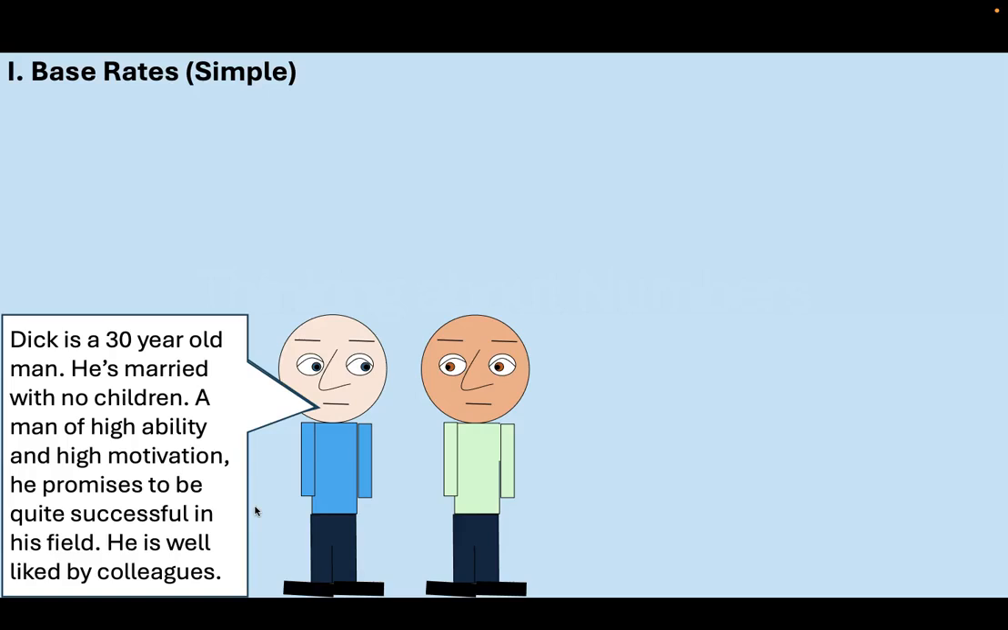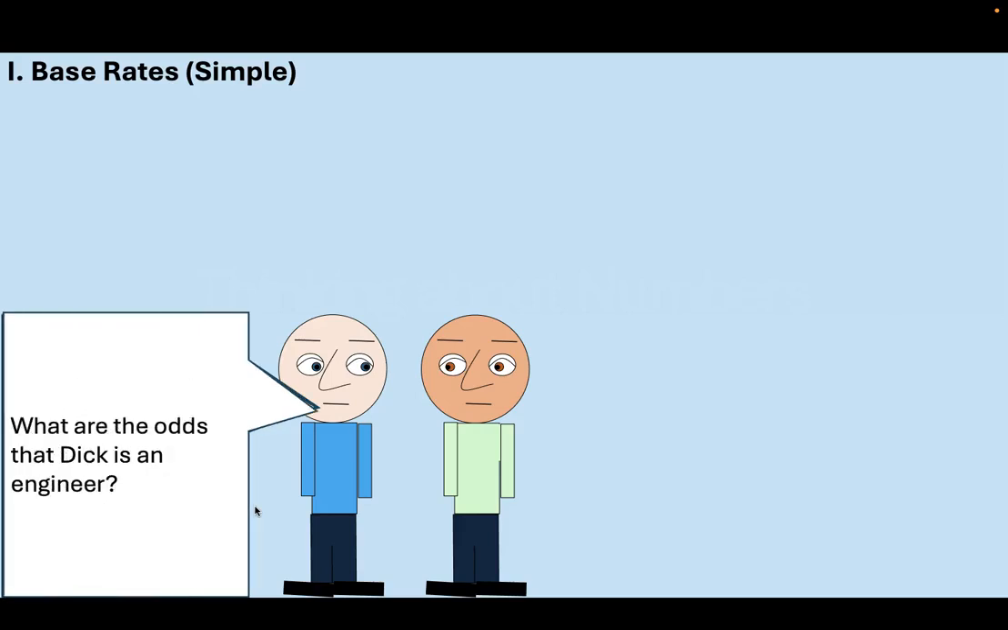Now, the idea here is that this description is pretty neutral. It doesn't really push towards lawyer and it doesn't really push towards engineer. It's certainly consistent with both, but it's not just that it's consistent with both. It's that it doesn't really tell you anything one way or the other. That's the idea. Now you ask the subject, what are the odds that Dick is an engineer?